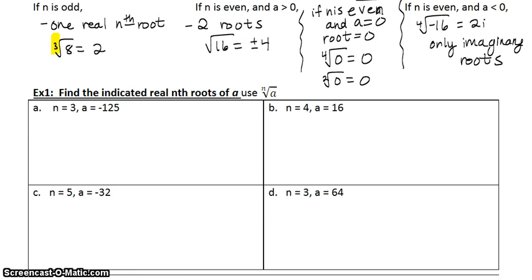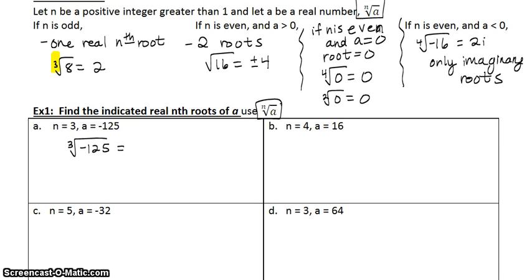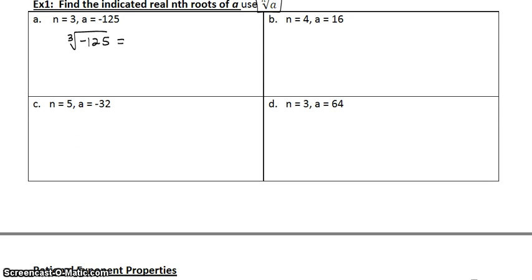All right, here's the first thing we're going to do with this. We're going to find the roots of a. They're going to give us some information here. We're using the nth root of a. Okay, example A. n is 3, a is negative 125. Here's what I'm finding. You can use your calculator. Because n is odd, I go back to my notes. Okay, n is odd, that means there's one real root. Oh, and the root is negative 5. That's it. Part B. n is 4, a is 16.